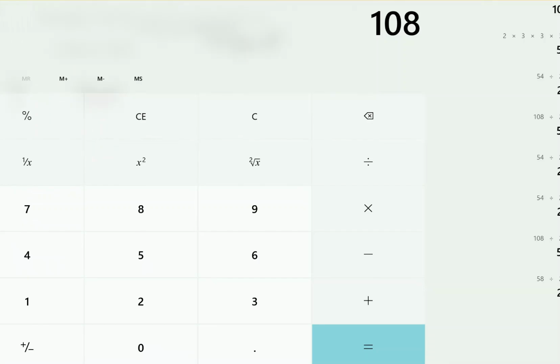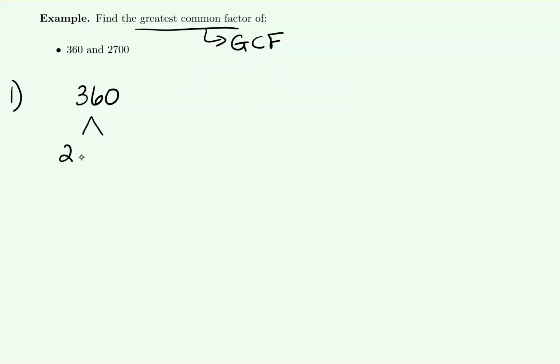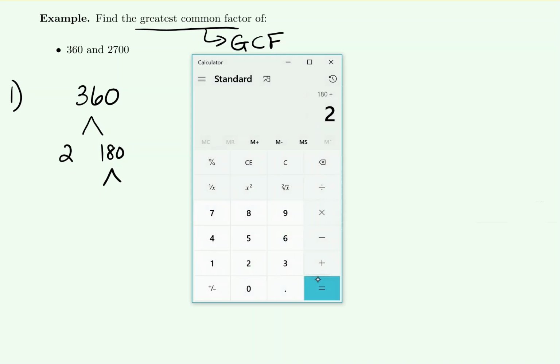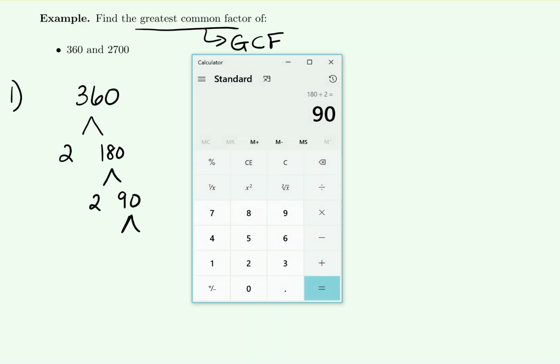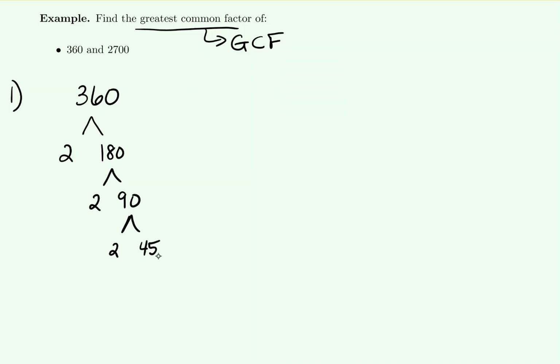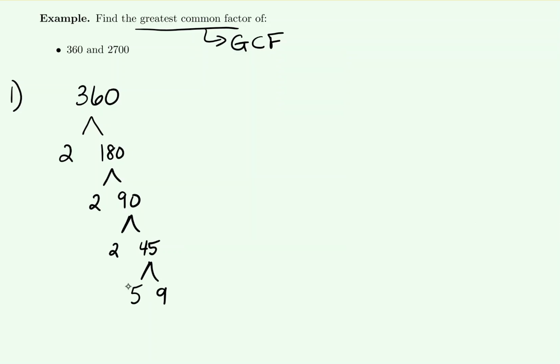Now 360 is an even number, so we know it can be divided by 2, so I could write out the prime factorization as 2 and 180. 2 is a prime number, no more is needed there, but 180 could be factored further. It's also even, so we could divide that by 2. 2 and 90. Prime is good, but 90 could be split up. 90 is even, so I could also divide it by 2. So 2 times 45. Since 45 ends in a 5, it's divisible by 5. So I could divide that by 5 and say it's 5 times 9. 5 is a prime number, so no more simplification is needed, but 9 could be split as 3 and 3.